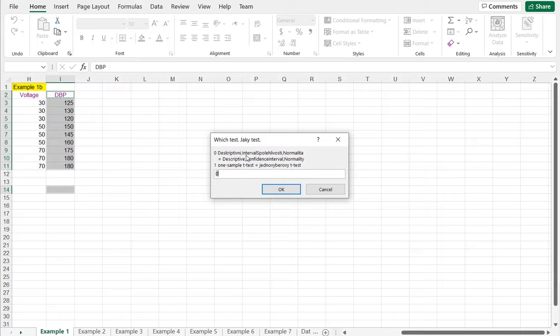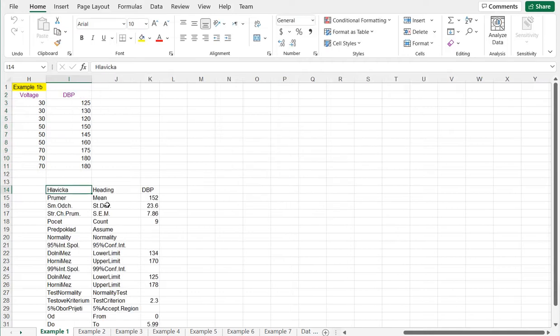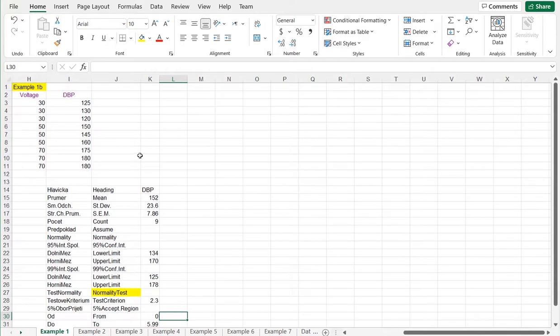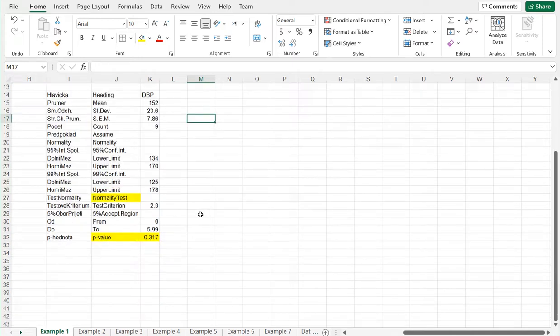Okay, 0 right there. 0 equals descriptive, normality. So just press 0 and it tells you right there. You scroll down and you have over here, this area is telling you about it, and we have it actually right there. Normality, I'm just going to color it there, and you've got the p-value for the normality. It is 0.317. Since this is greater than 0.05, therefore it passed the normality test. Like this sample, it passed the normality test.